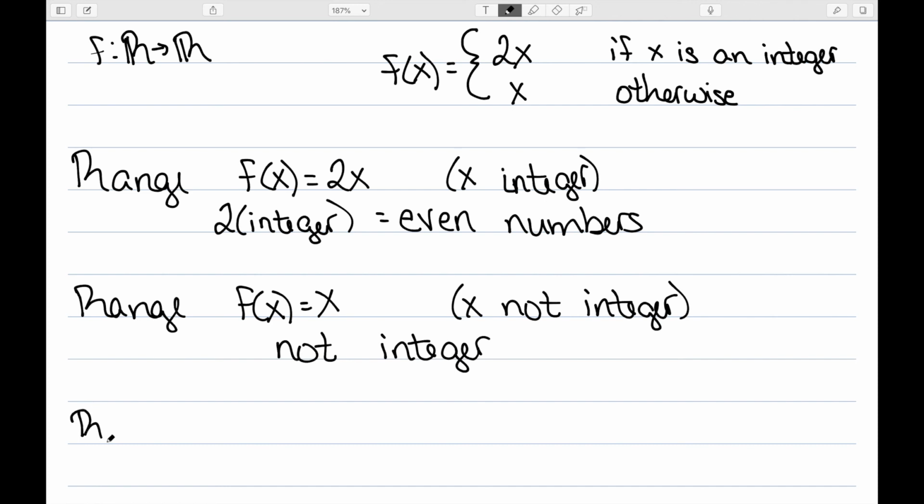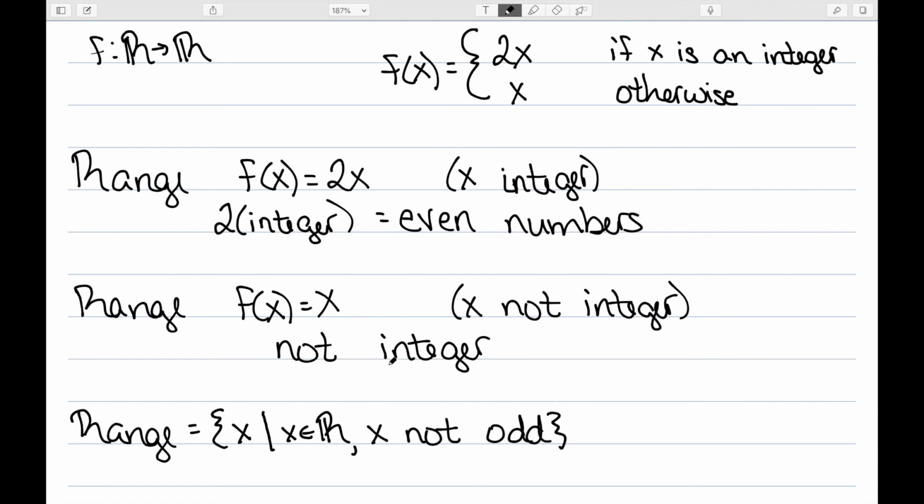So my total range would be the set of all x such that x is a real number and not an odd integer. Since this one will include everything that's not an integer and this will include all the even integers, the only thing that we don't include is odd integers. So the range would be every real number that is not odd.